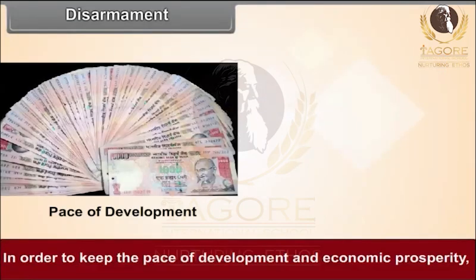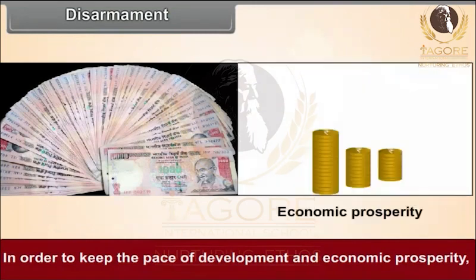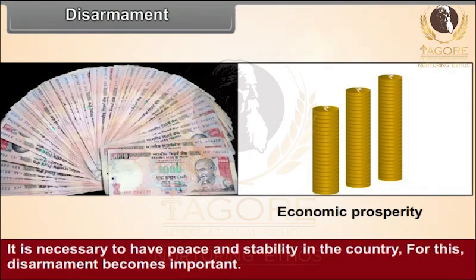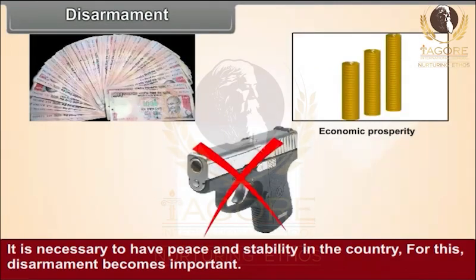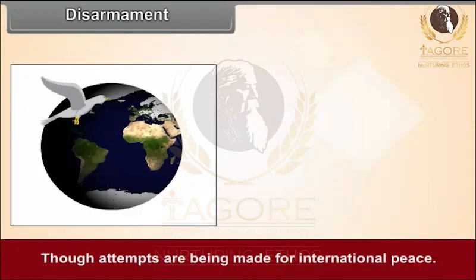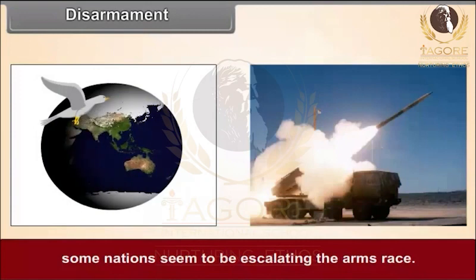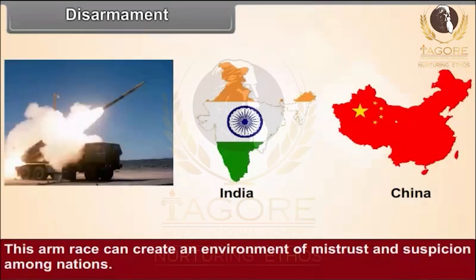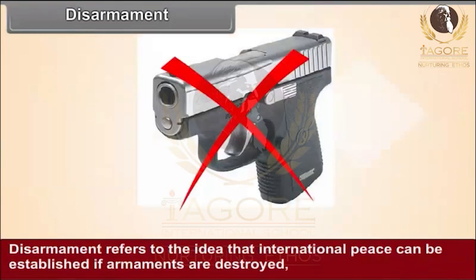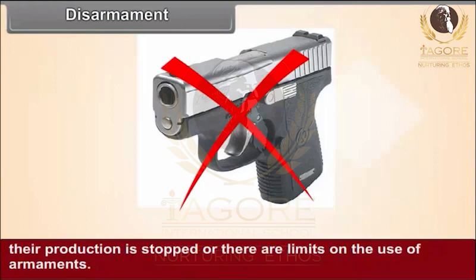Disarmament. In order to keep the pace of development and economic prosperity, it is necessary to have peace and stability in the country. For this, disarmament becomes important. Though attempts are being made for international peace, some nations seem to be escalating the arms race. This arms race can create an environment of mistrust and suspicion among nations. Disarmament refers to the idea that international peace can be established if armaments are destroyed, their production is stopped, or there are limits on the use of armaments.